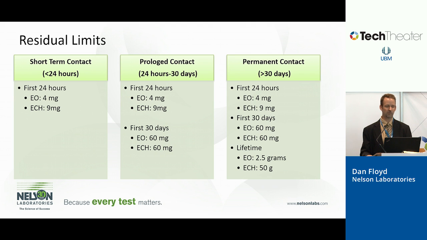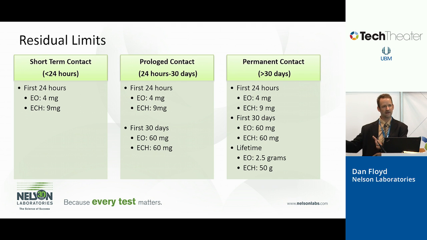So as you can see, the limits for the first 24 hours for the short-term contact are 4 and 9, 4 milligrams of ethylene oxide and 9 milligrams of ethylene chlorohydrin. Ethylene chlorohydrin is just a breakdown product of ethylene oxide. It's also a toxic compound. So then what you do with these prolonged and permanent contact devices, you have to do what's called an exhaustive extraction. That's where you keep extracting the device until you get all of the ethylene oxide off. If it's a short-term contact device, you don't have to do that. It's only used for a short time, so you're only concerned about the amount that comes out to the patient during that short time, so you don't have to get all of it out at that point.